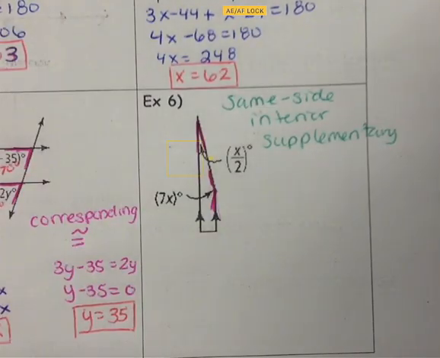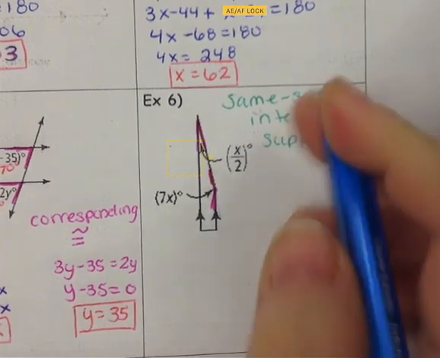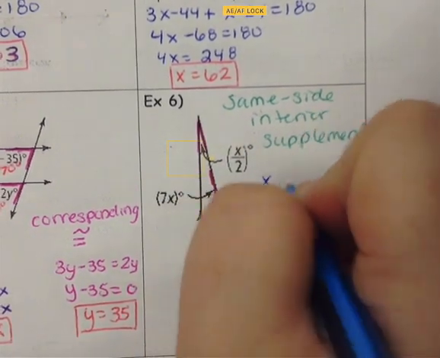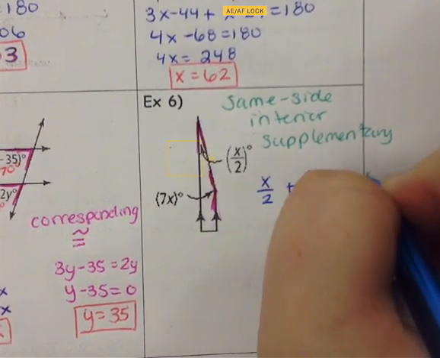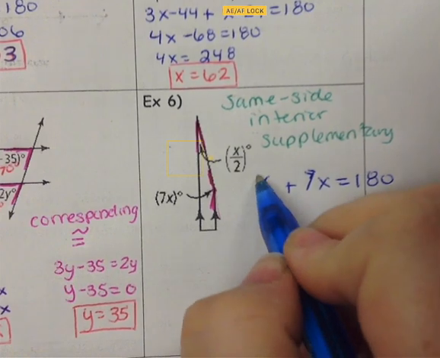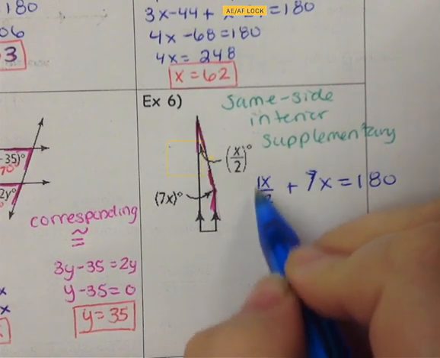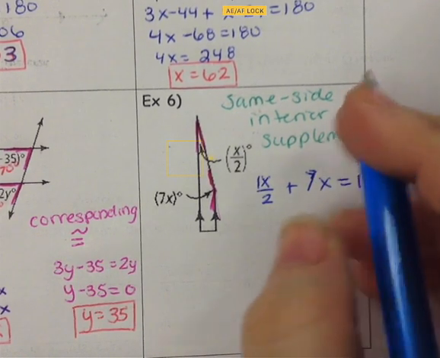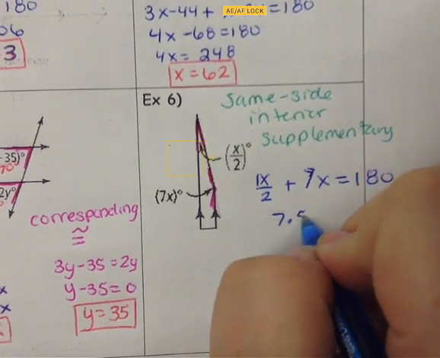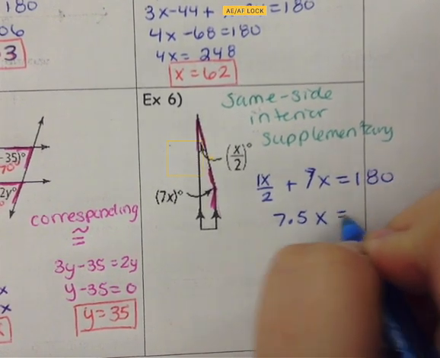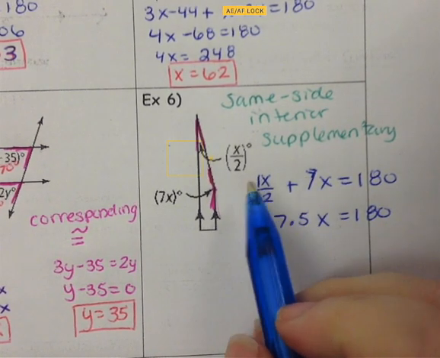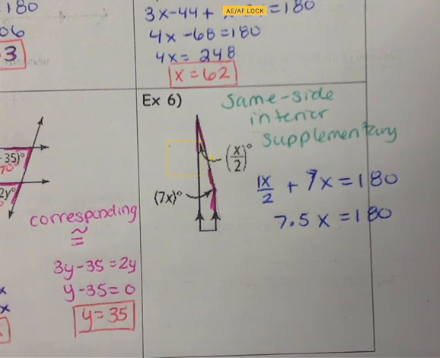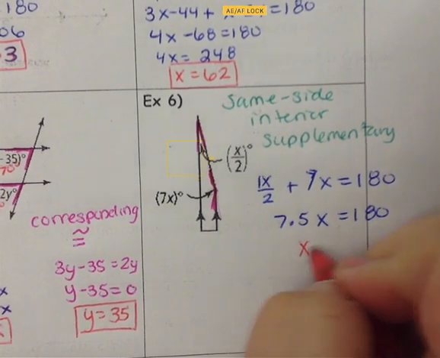So we can set them up. Your first angle is x over 2, plus your second angle is 7x, and they add up to equal 180. Now this is really half of x, so this is half plus 7, so that's really just 7.5x is equal to 180. You don't have to make it complicated because you see fractions. It's just 7.5. So now we just divide by 7.5, and we get x equals 24.